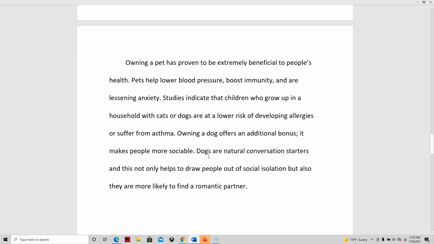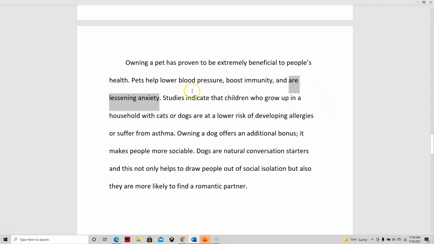Okay, so let's take a look at this paragraph about pet ownership, and we'll read it, and we will correct the sentences that don't have parallel structure. Owning a pet has proven to be extremely beneficial to people's health. That sounds good. So far, so good. Pets help lower blood pressure, boost immunity, and are lessening anxiety. Oops. Hopefully you notice that this sounds a little off, right? Because we have lower blood pressure, boost immunity, and are lessening anxiety. Well, how can we fix that?